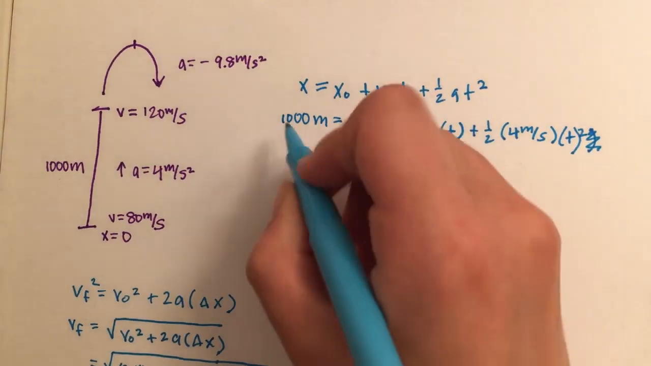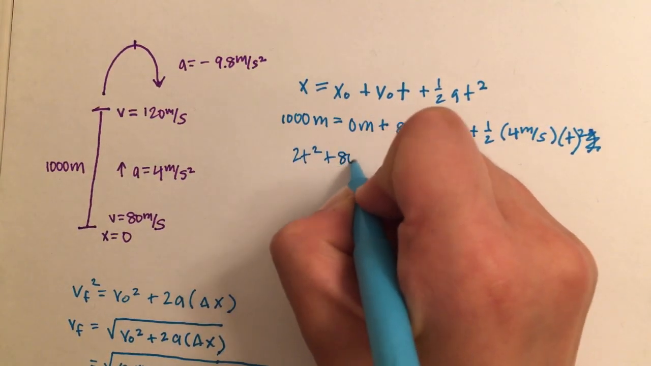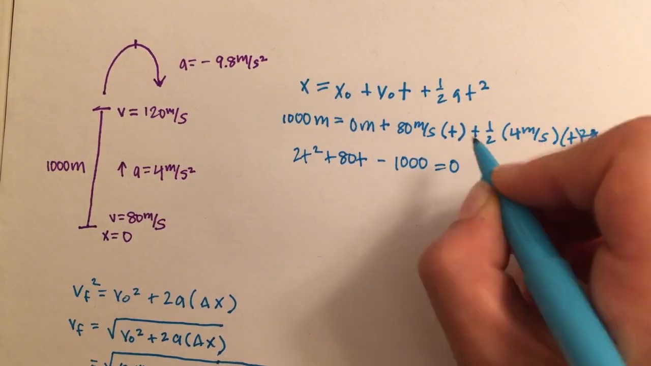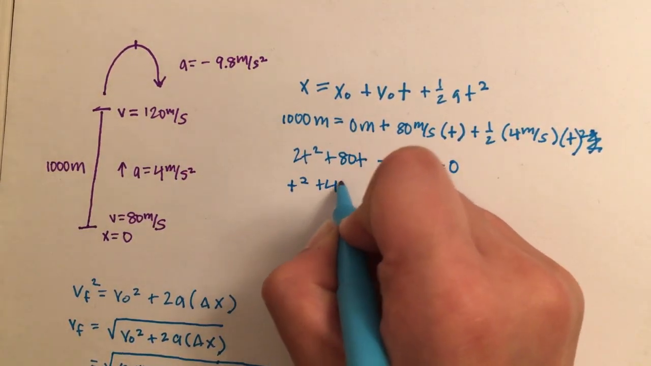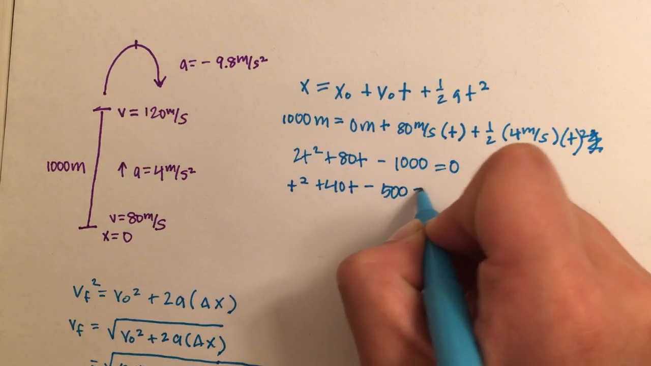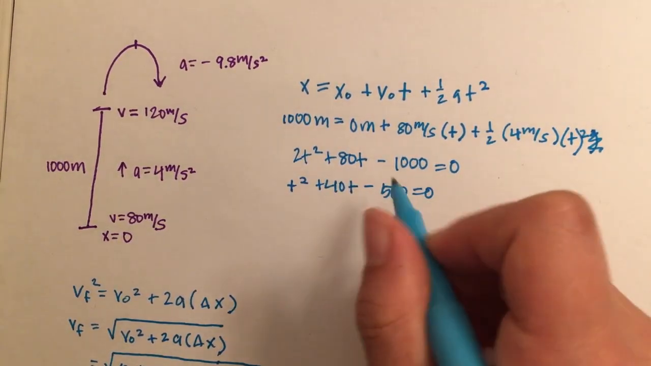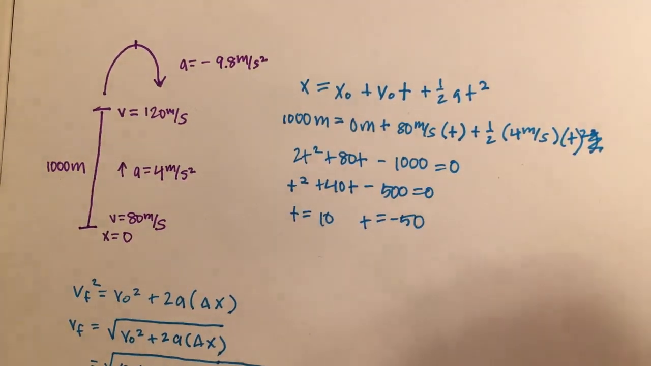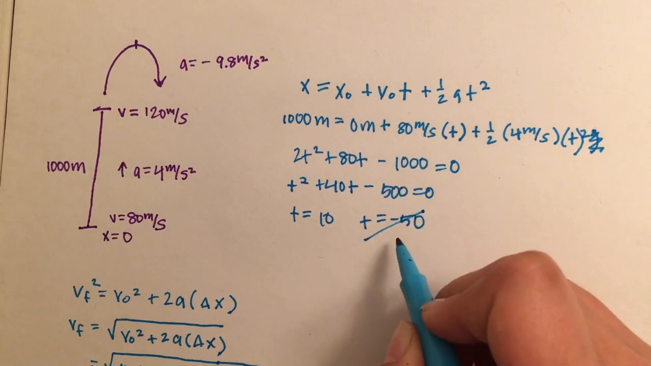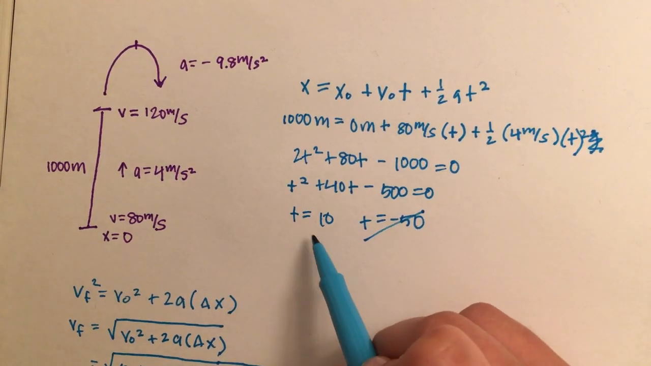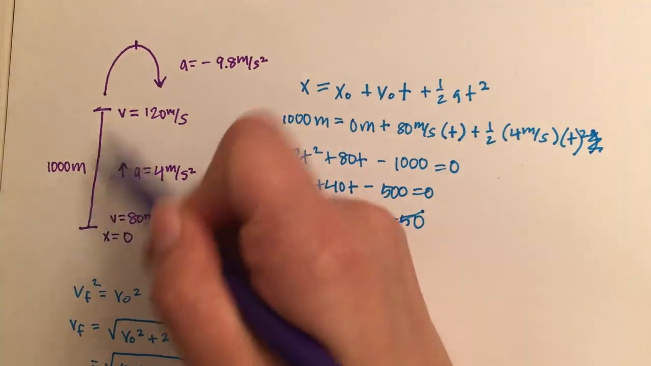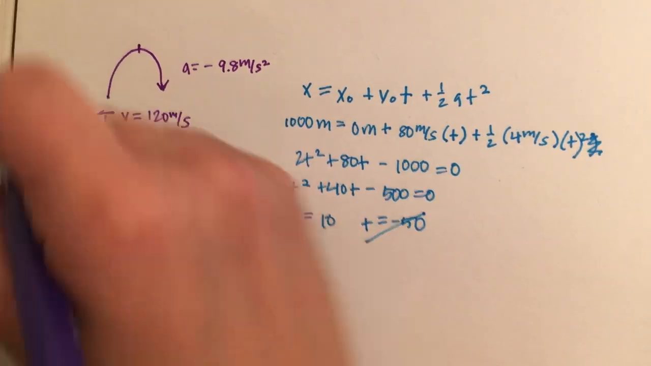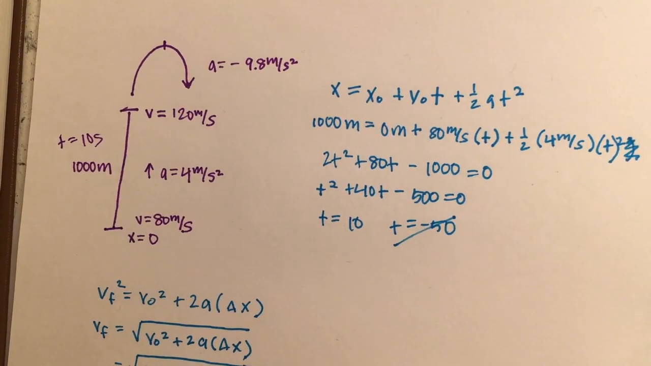Simplifying, you would get 2t squared plus 80t minus 1,000 equals 0, or t squared plus 40t minus 500 equals 0. Put this into the quadratic equation and you'll come out with t equals 10 and t equals negative 50. You can't have a negative time, so you can cross out that answer, and you'll figure out that this distance traveled took 10 seconds. So t here equals 10 seconds.